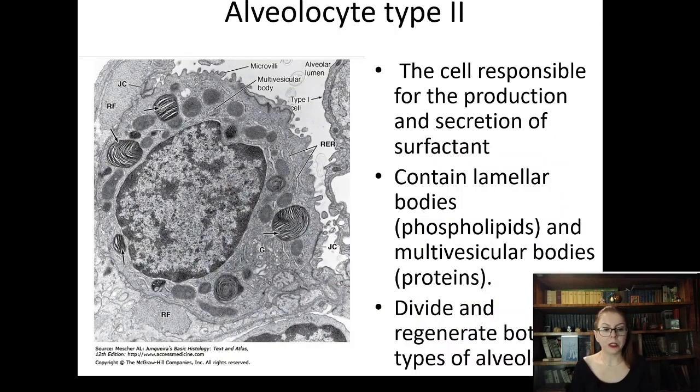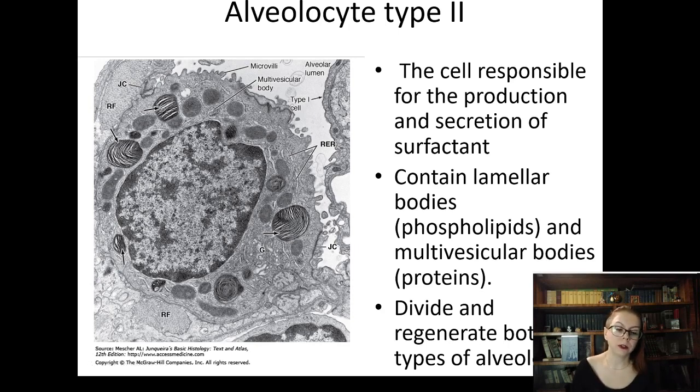So let's besides discuss type 2 cells. As I told you, type 1 alveolocytes or pneumocytes participate in the exchange of gases, so they are flattened cells, and through their cytoplasm, gases freely diffuse. Then type 2 cells are large, and they produce surfactant.